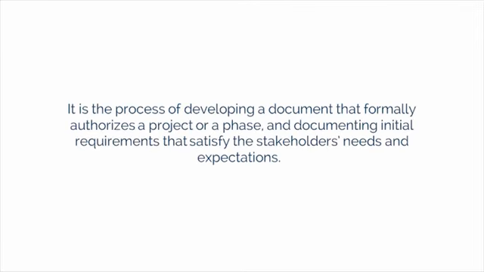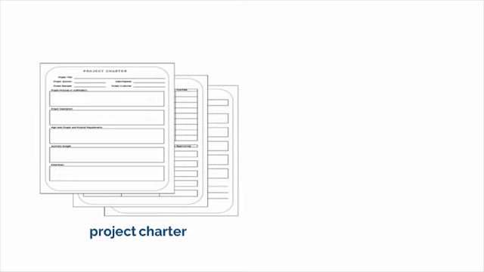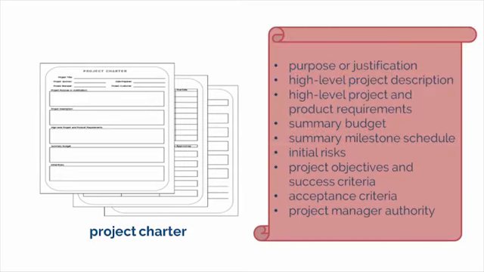Develop Project Charter is the process of developing a document that formally authorizes a project or a phase, and then documenting the initial requirements that satisfy the stakeholders' needs and expectations. This is an important document because it outlines the purpose for the project, summary budget, milestones, high-level requirements, and a high-level project description. You can imagine that without this document, it would be difficult to successfully manage a project and understand what's involved. Generally, this document is issued by the project initiator or sponsor.